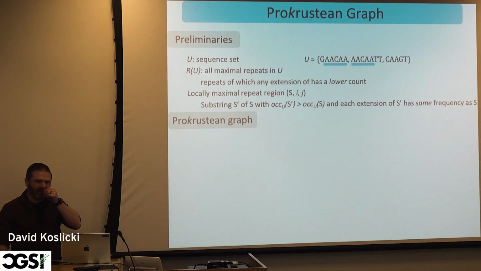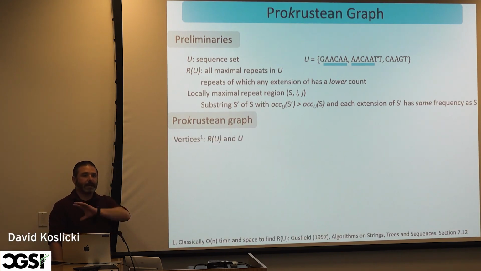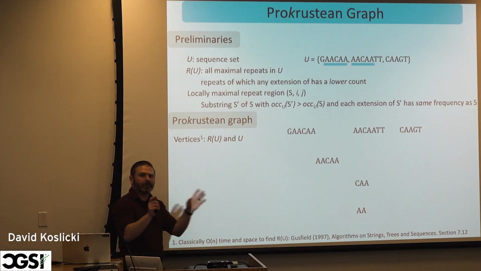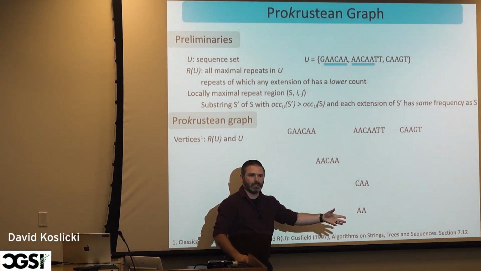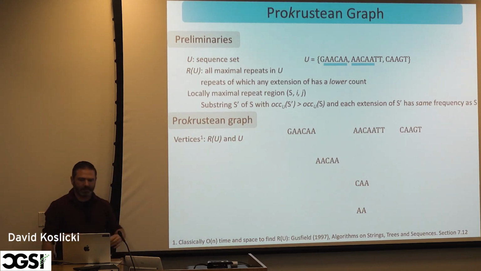What is this Prokrustean graph? The vertices are easy to define. Take your sequencing set and take all the maximal repeats. And it turns out maximal repeats are easy to find in linear time. So here are the vertices of my Prokrustean graph. I have all my sequences, and I have my maximal repeats. Just for visual brevity, I have not included A, C, T, or G, those individual characters, just because it introduced a ton of arrows, as you'll see in just a minute. But imagine that they are there.